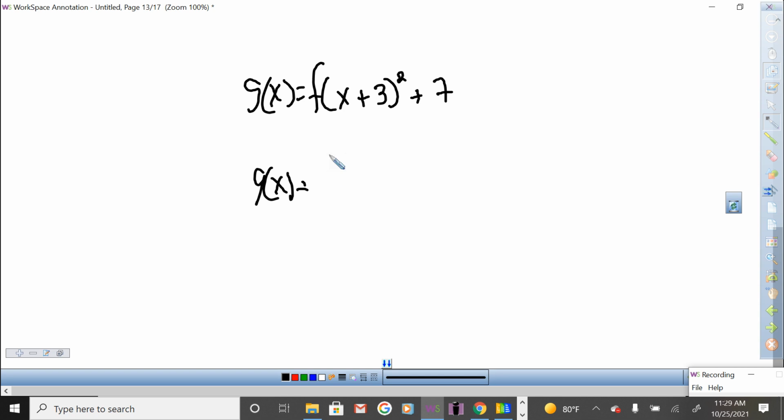g of x equals f of x minus 1 cubed plus 3. Tell me the function and the translation. Alright, so this is a cubic, 1 to the right and 3 up. Hands if you got that.